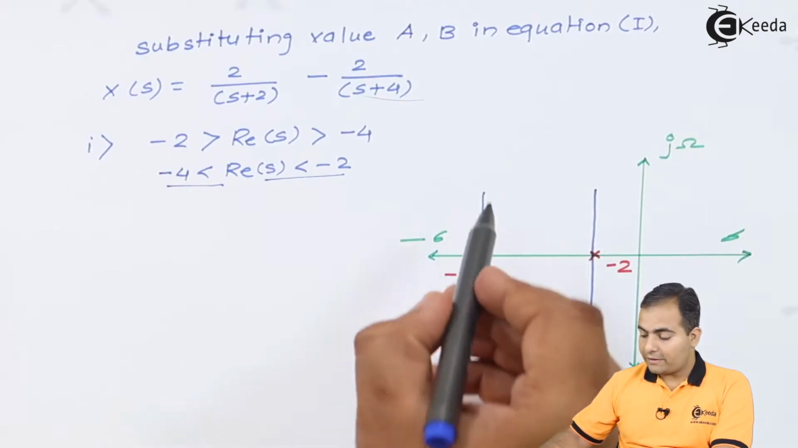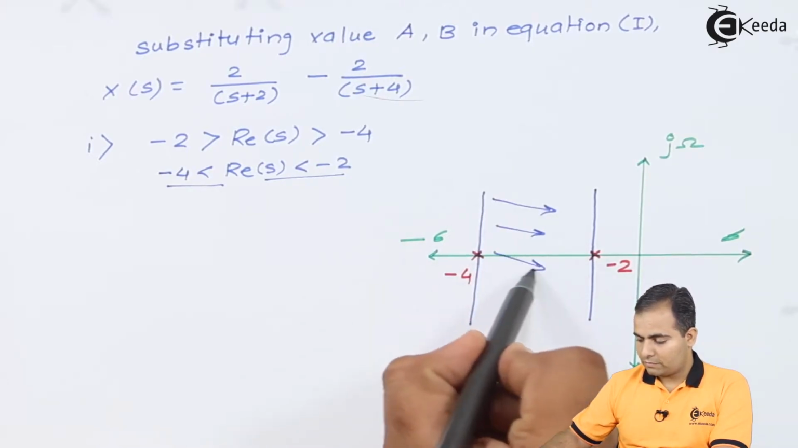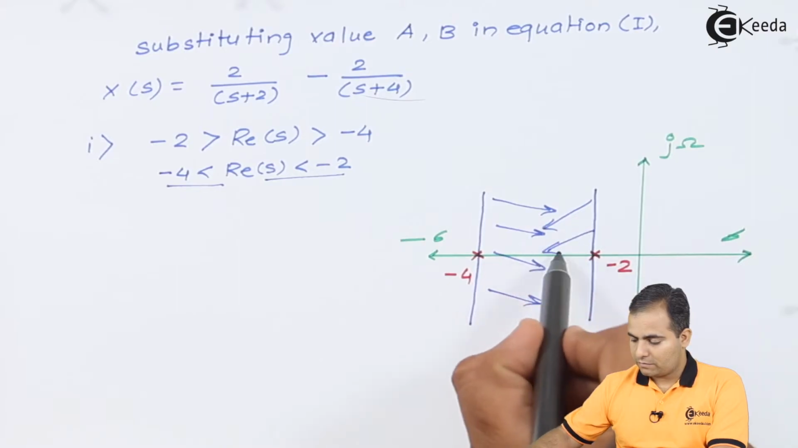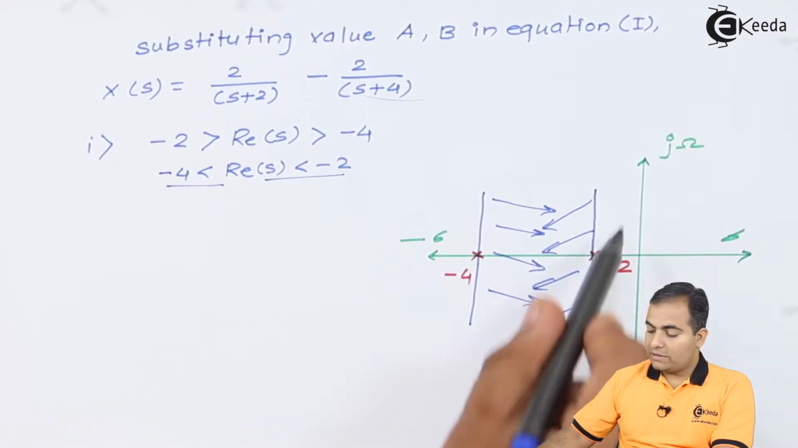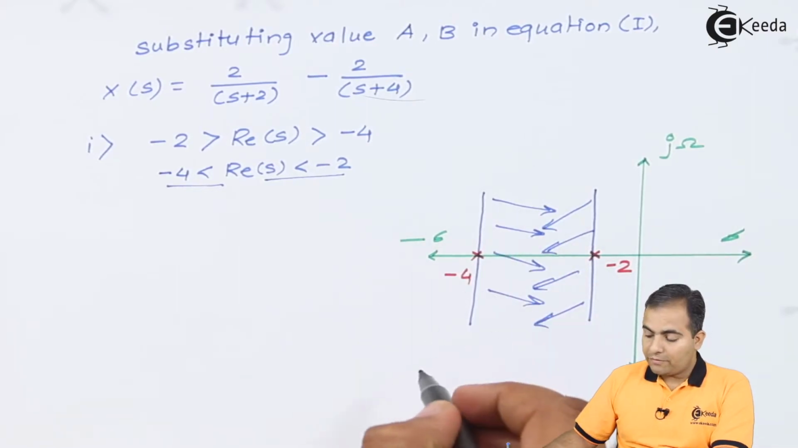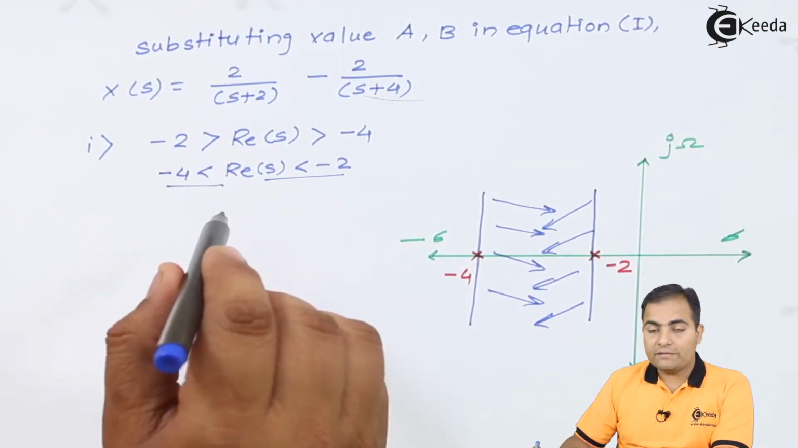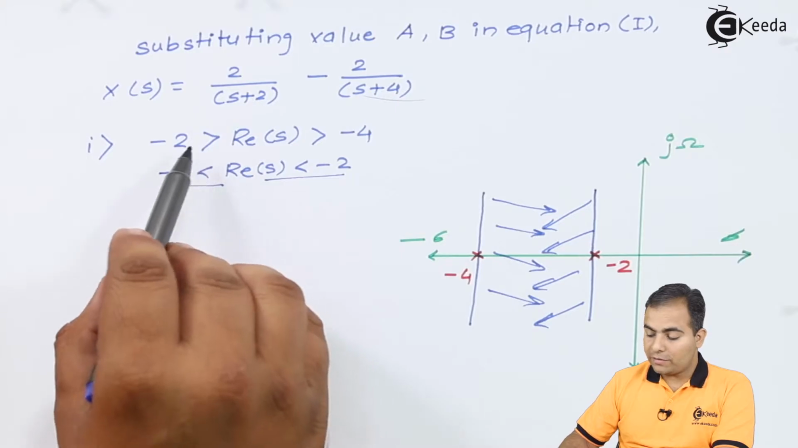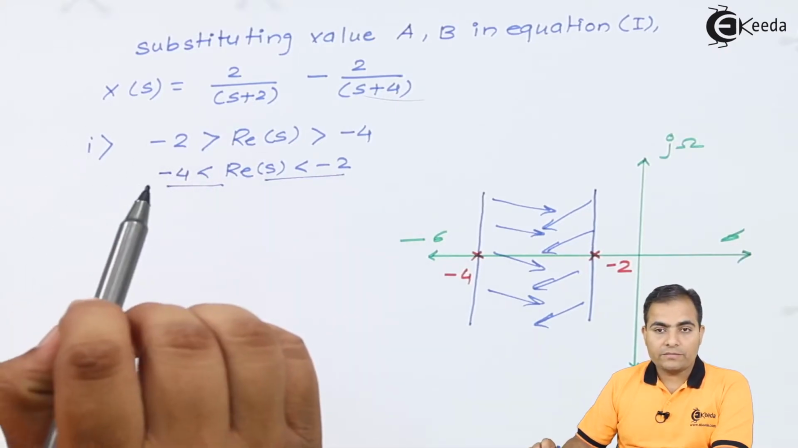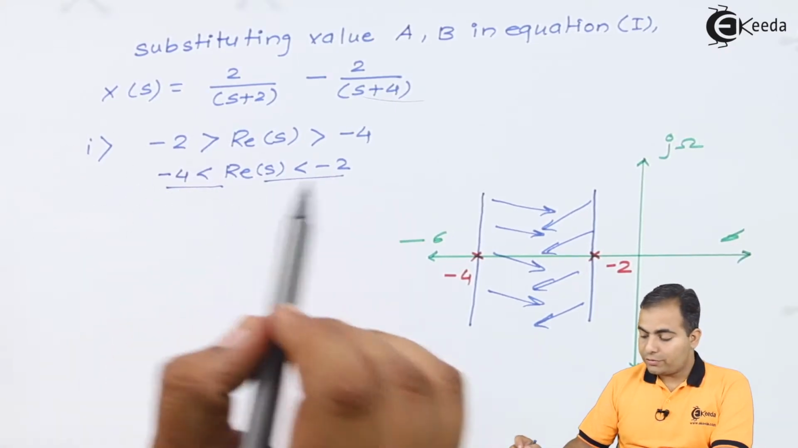So how to draw it? So this is our ROC. Now what is important? We have to find the inverse Laplace of this function on the basis of this ROC. How to do it? I'll show you.